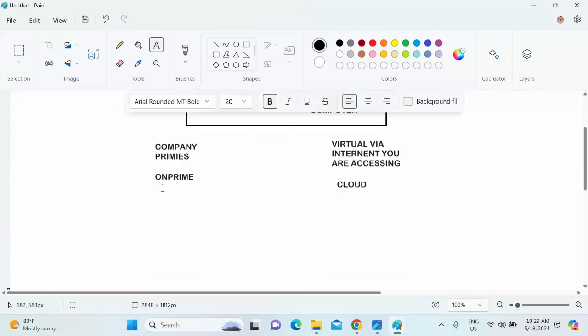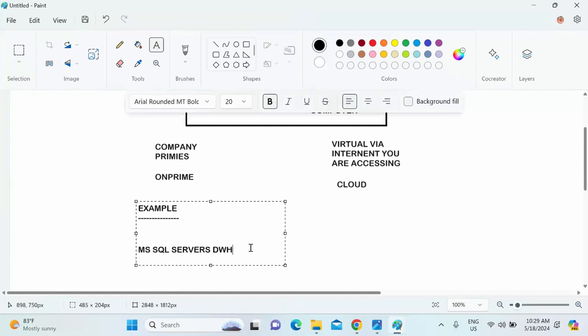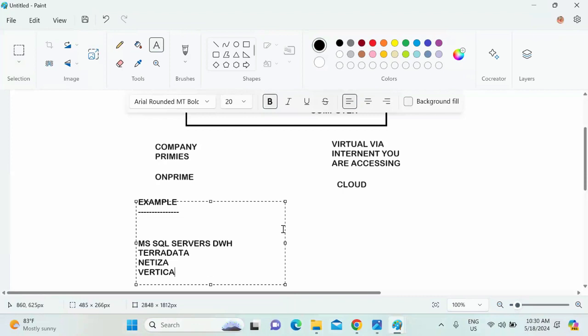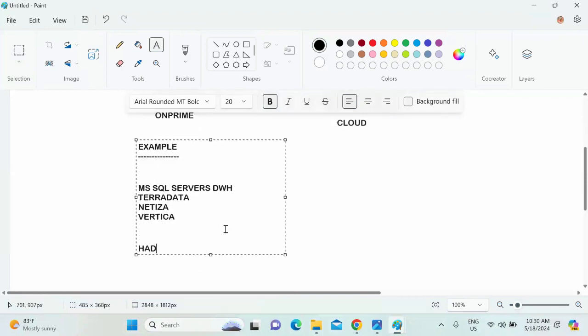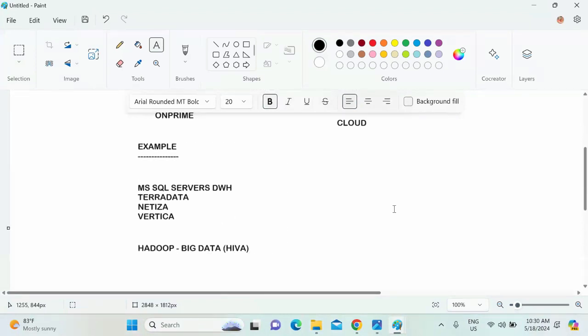So, examples of on-prem data warehouse. Did you hear about these? MySQL Server, Microsoft SQL Server. Those are data warehouses. This is the first one. And the second one is Teradata, Netezza, Vertica. And most importantly, very most importantly, Hadoop. Anybody heard about that? Hadoop, big data. Yes, big data, in the form of IBM. These are the examples of on-prem.